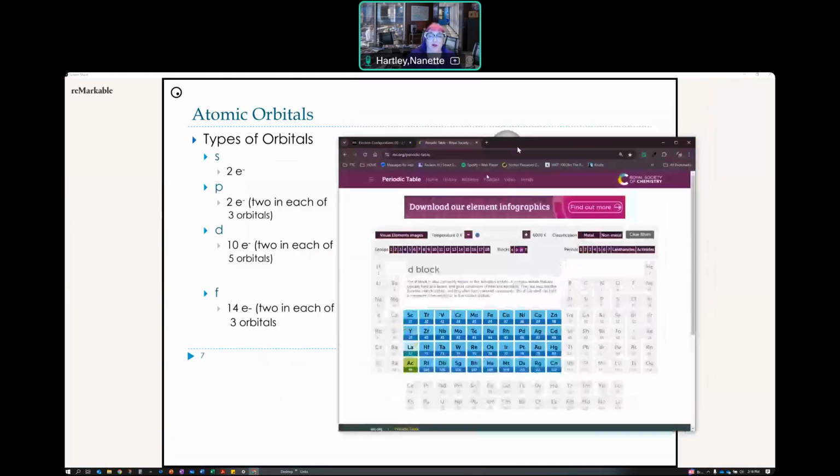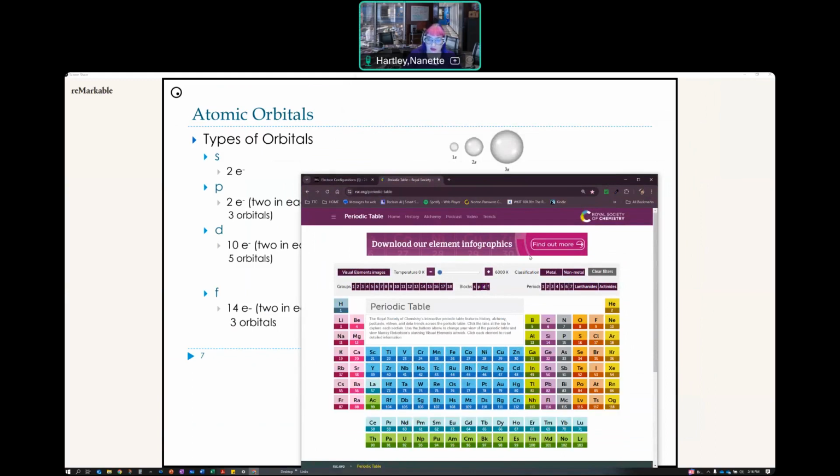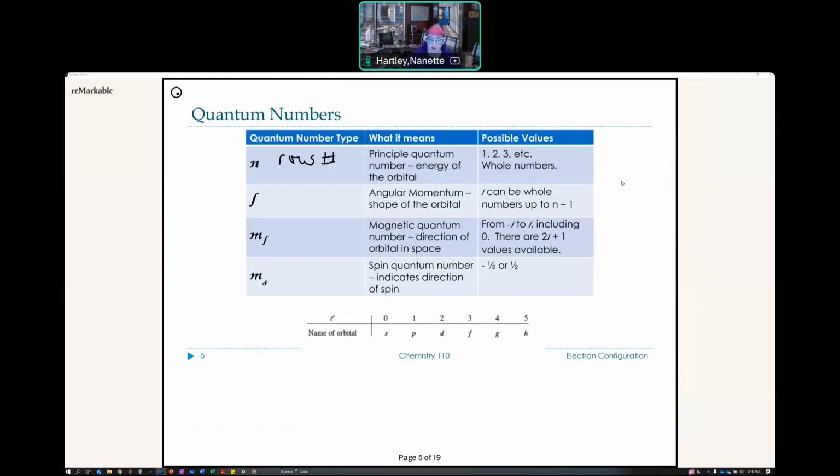And we'll talk more about that as we do electron configurations today. Okay, so those are our blocks. Now we're going to come back, because that's what I mean by the shape of the orbital.